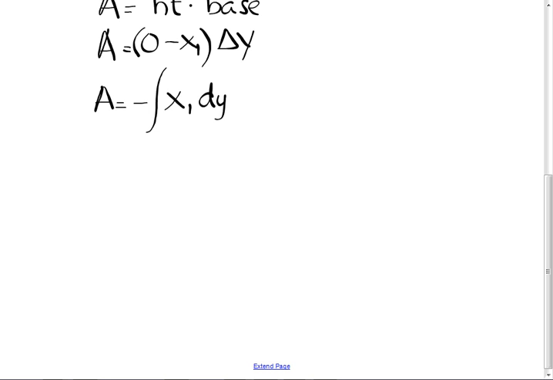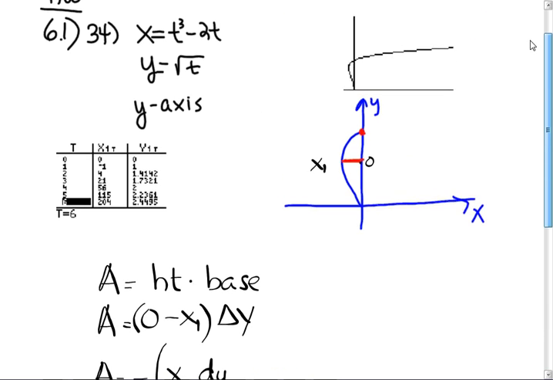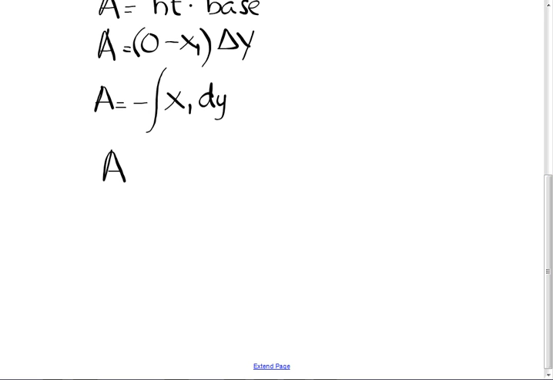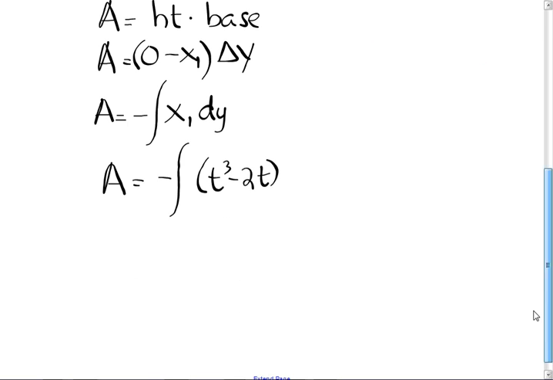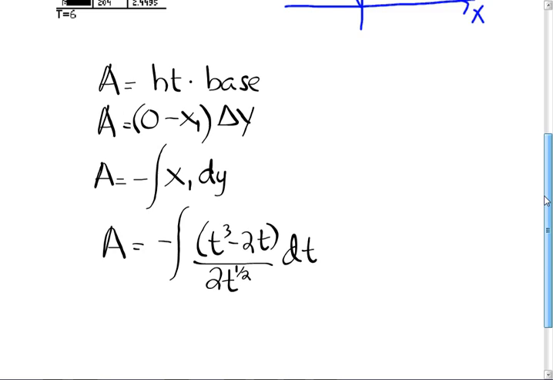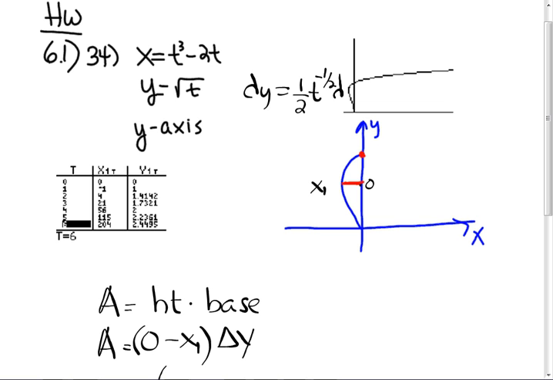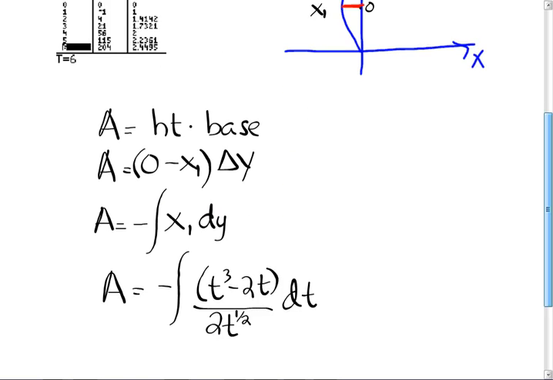Now, what's x? X was t cubed minus 2t. Did I copy that right? And then what's dy? 1/2 t to the negative 1/2. So it's this. Oh, yeah, I forgot my dt. Oh, how could I do that? That's bad. There. You have to have the dt in there. And there it is. How would you integrate that by hand?